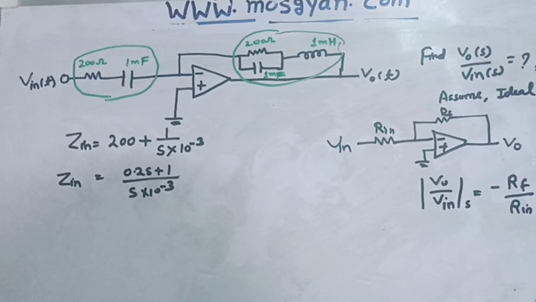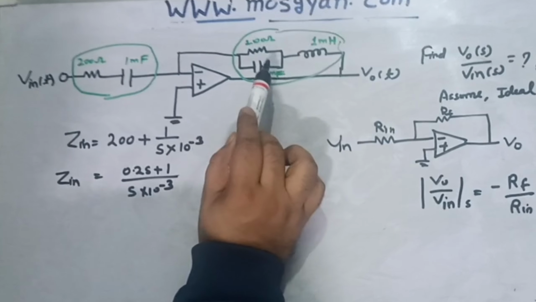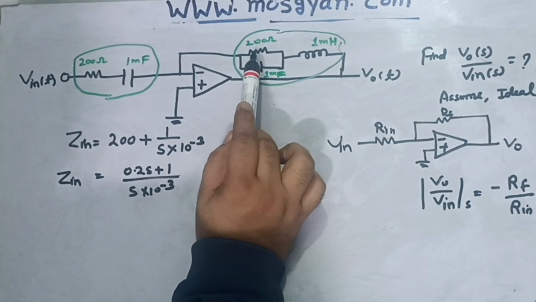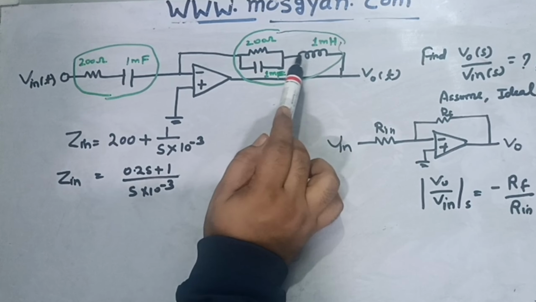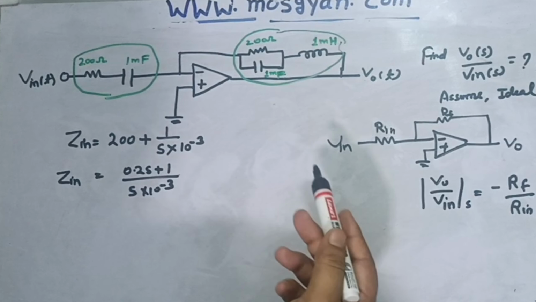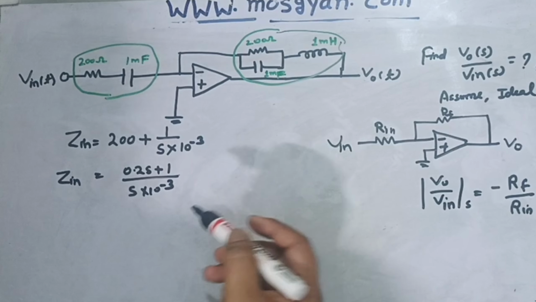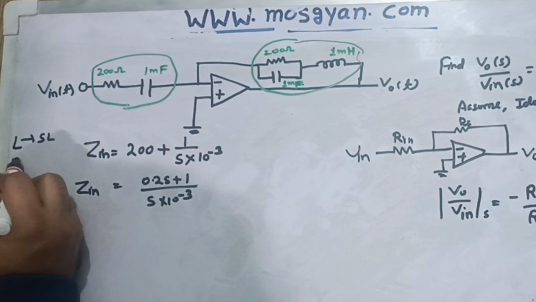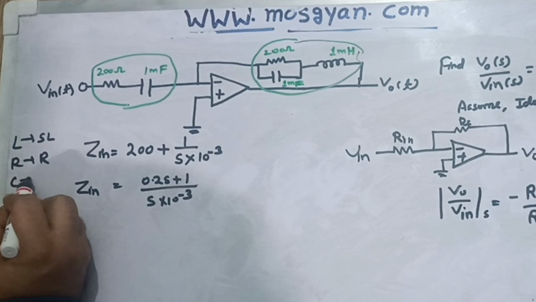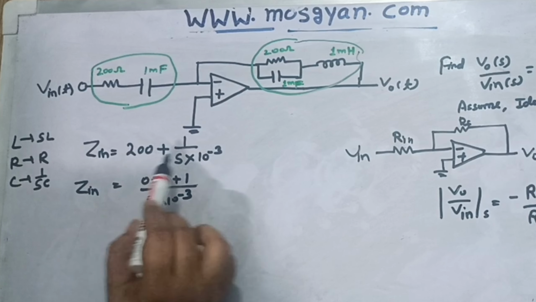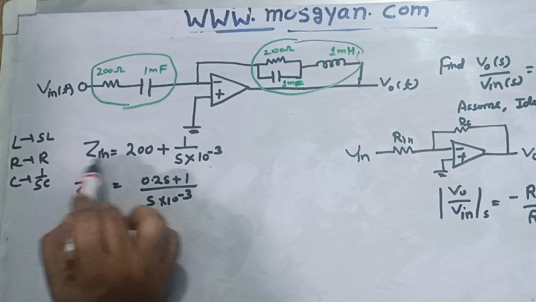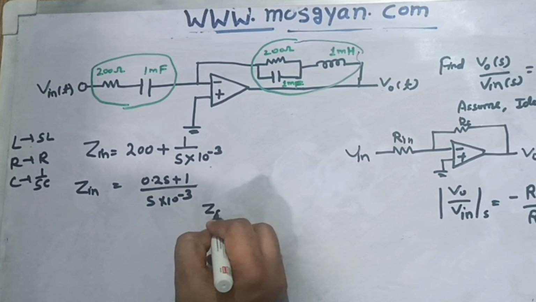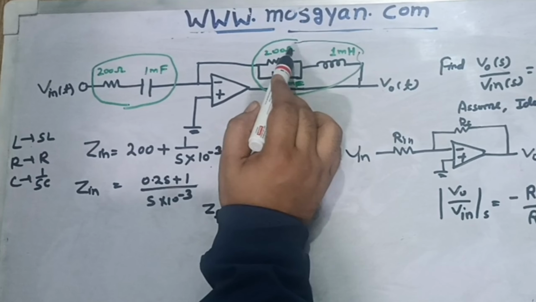Now for feedback, we need to first calculate the parallel impedance of resistance and cap, and that value will be in series with this inductance. We know if we have to replace this inductor in Laplace domain, L will be replaced with SL, R will be R, and cap will be replaced with 1 upon SC. So that's what we have done here. Cap is replaced with 1 upon SC, resistance is same, inductance will be replaced with SL. Now to calculate the feedback impedance, first let's calculate for this part.